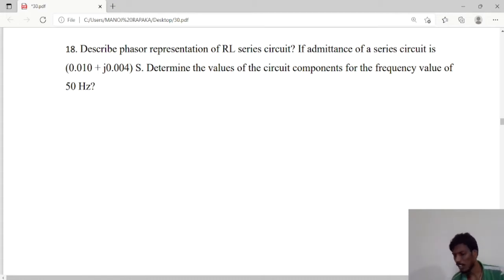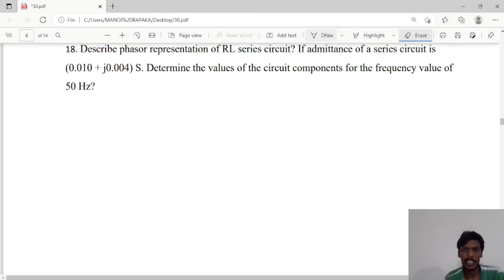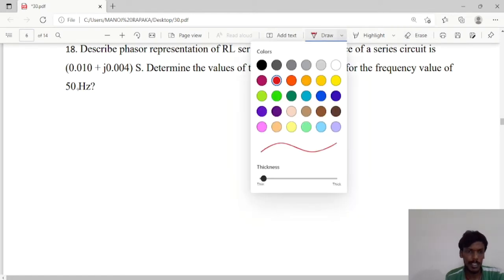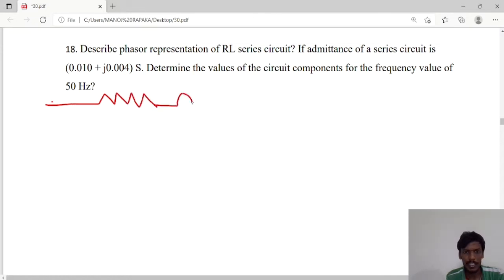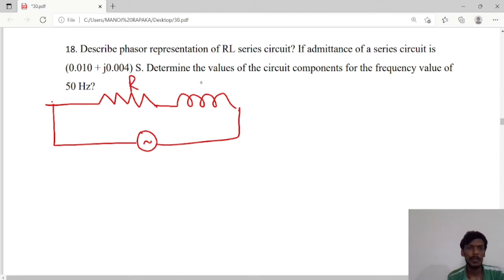So for circuit components, the R value as well as the L value. First we will draw the RL series circuit. This is the R value as well as the inductance L. So for a frequency of 50 Hz, for this circuit, the circuit components are the R value and L value. So we have to calculate the R value as well as the L value.